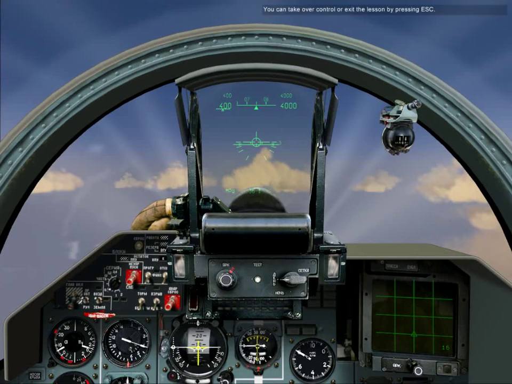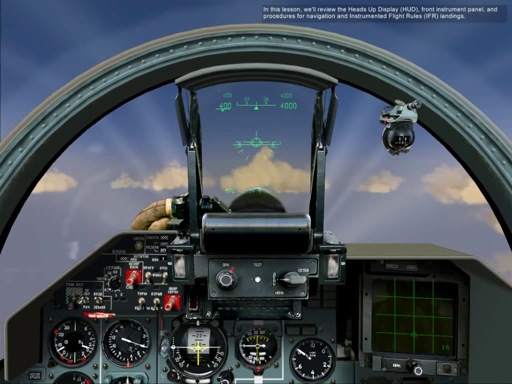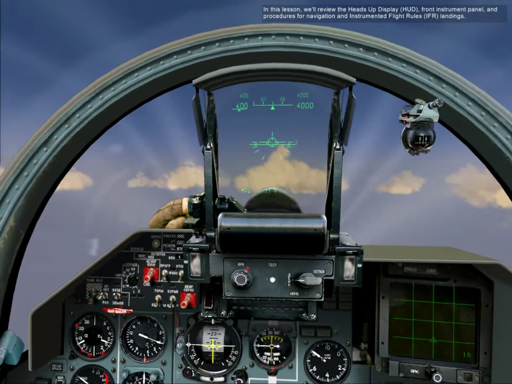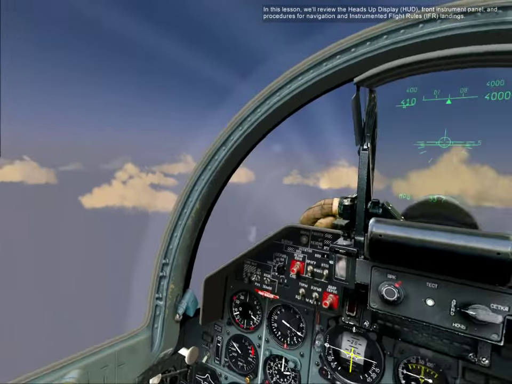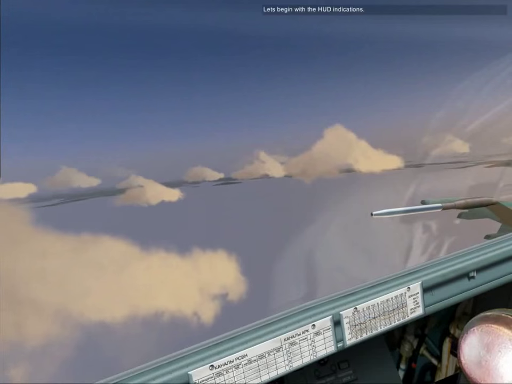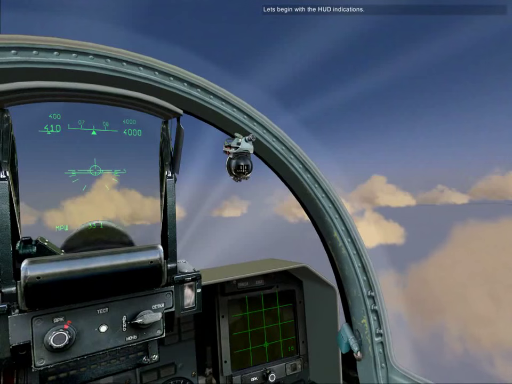You can take control or exit the lesson by pressing Escape. In this lesson, we'll review the heads-up display, HUD, front instrument panel, and procedures for navigation and instrument flight rules landings. Let's begin with the HUD indications.